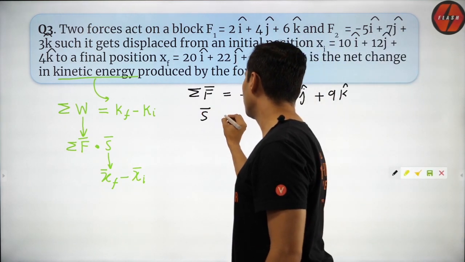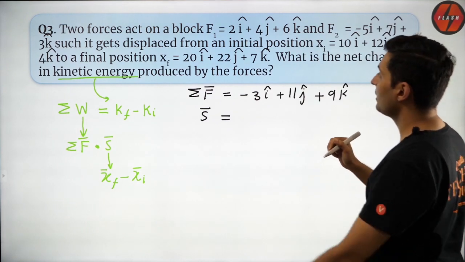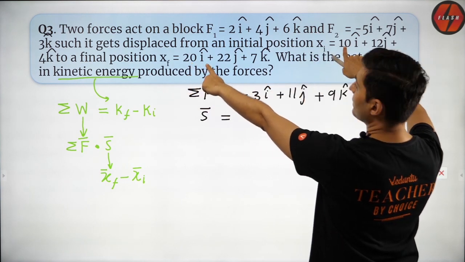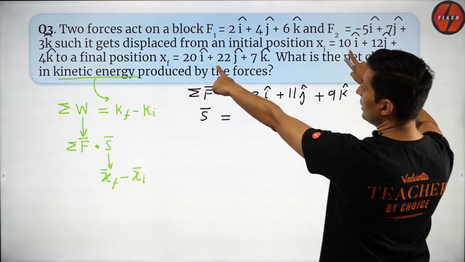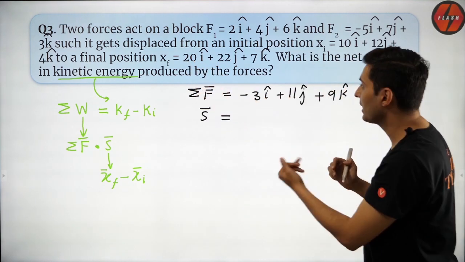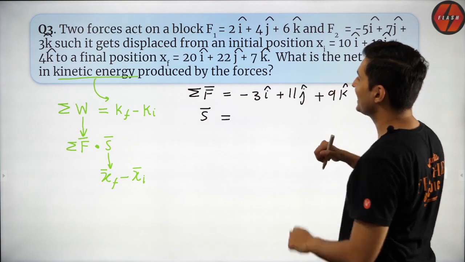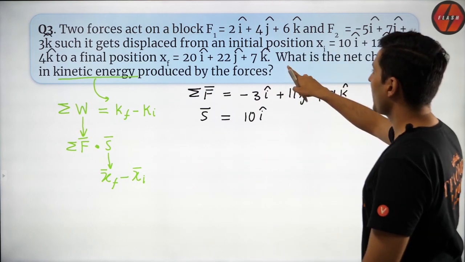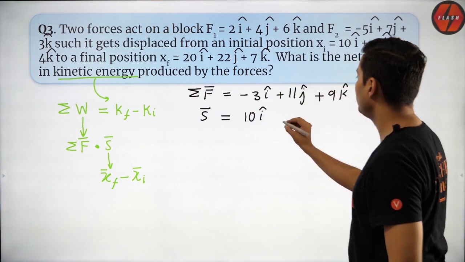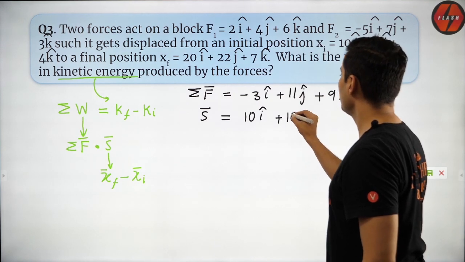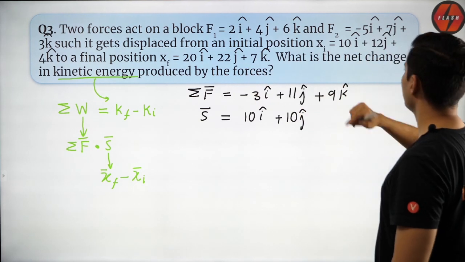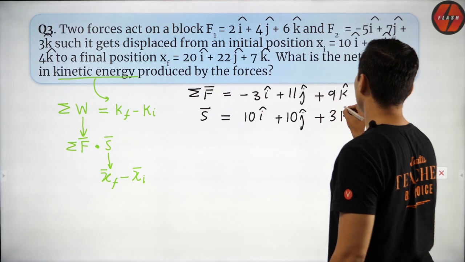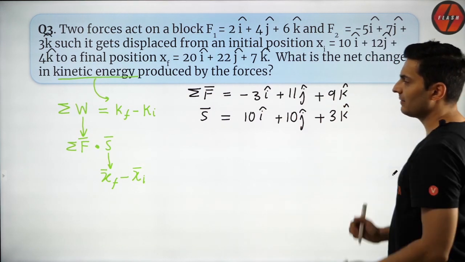Next, displacement. Now displacement is nothing but, remember what did I say? Final minus initial. This is final and initial is here. So final minus initial. You can do this mentally. I don't have to do it because you're not kindergarten kids now. So 20 minus 10, how much is it? It is 10 i cap. I'm just using this definition. And 22 minus 12 is nothing but just 10 j cap, I believe. And 7 minus 4 is nothing but just 3 k cap. Okay, so I have the force, I have the displacement.